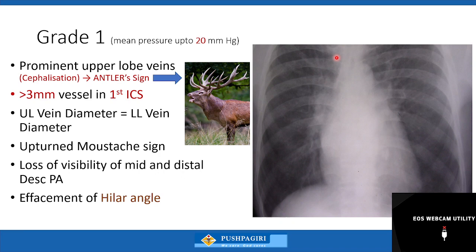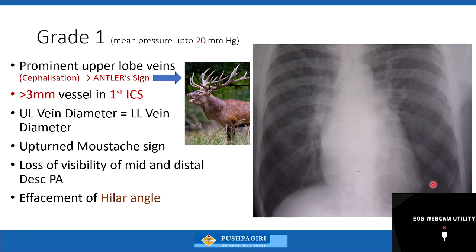That is a redistribution, from the lower zones. In this X-ray, the antlers horn sign is clearly seen on the left side, compared to the right. The branching part is better seen on the left side than on the right. But if you look at the lower zone, there is hardly any vascularity. So this is the easiest way of looking at the chest X-ray and saying that.